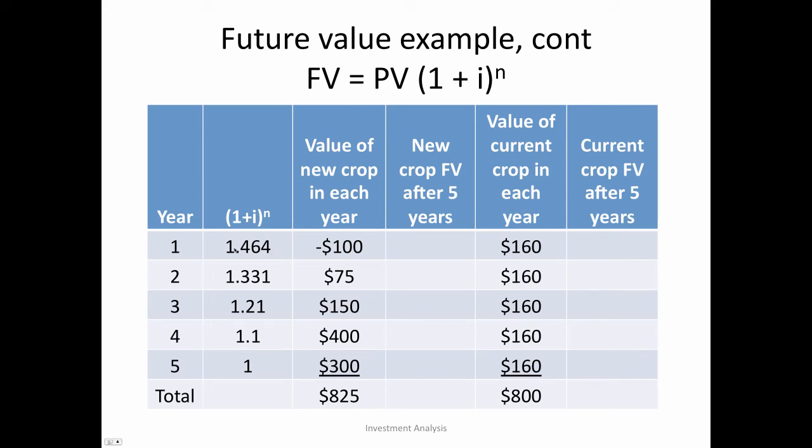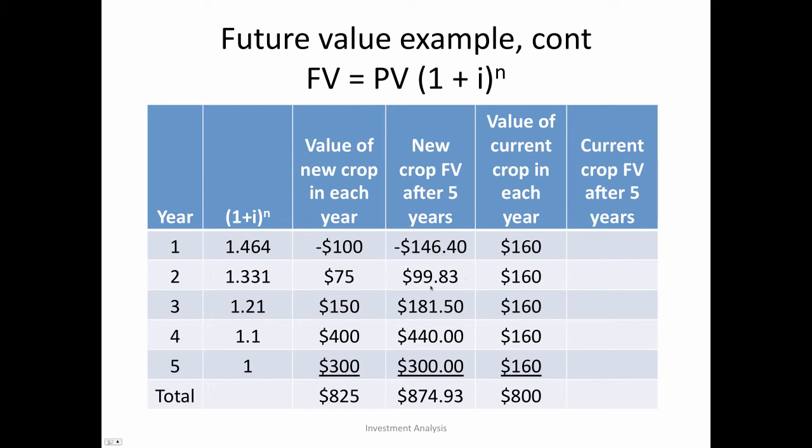What I then do with these compound factors is use them to calculate the future value associated with the new crop and also the current crop. To do that, I just apply in each year my future value equation. So the new crop future value after 5 years from year 1 is simply going to be the compound factor times minus 100. And if I do that for all the years, then what I will see is this flow of cash stated in year 5 dollar values.